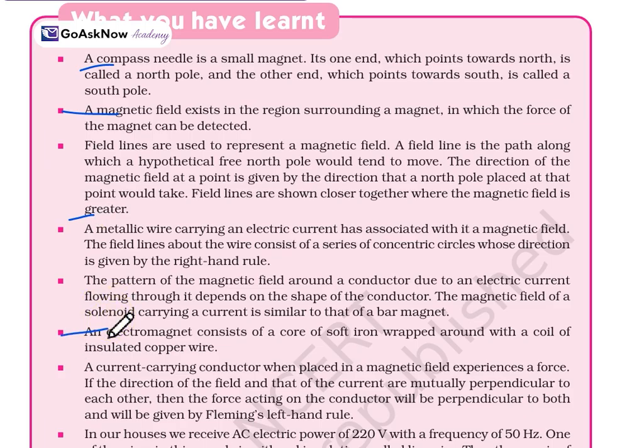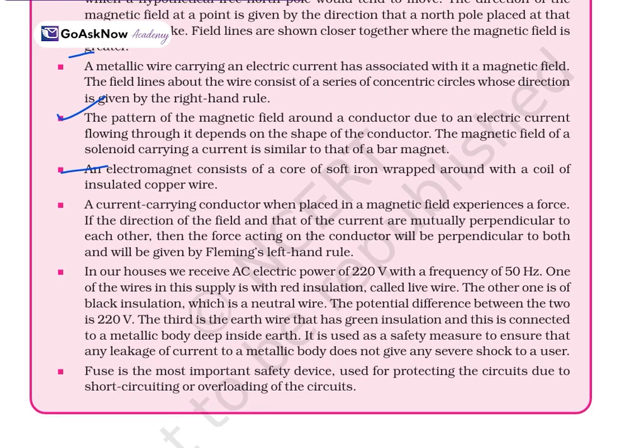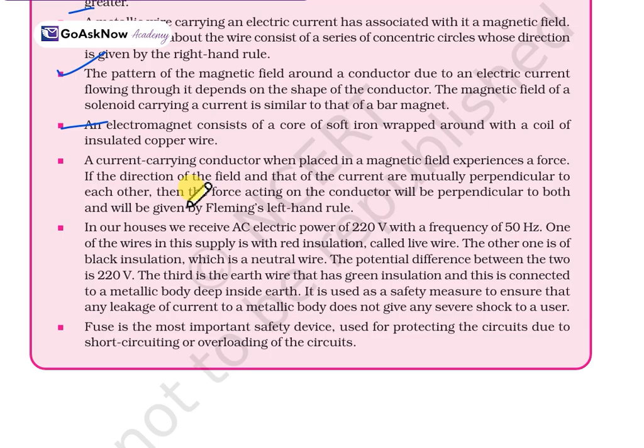An electromagnet consists of a core of soft iron wrapped around with a coil of insulated wire. Also, the pattern of the magnetic field around a conductor due to the electric current flowing through it depends on the shape of the conductor. The magnetic field of a solenoid carrying current is similar to that of a bar magnet. A current-carrying conductor, when placed in a magnetic field, experiences a force, and the direction of the field, the current and the force are mutually perpendicular to each other.